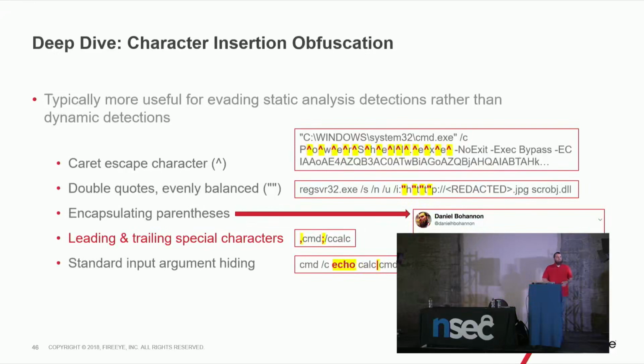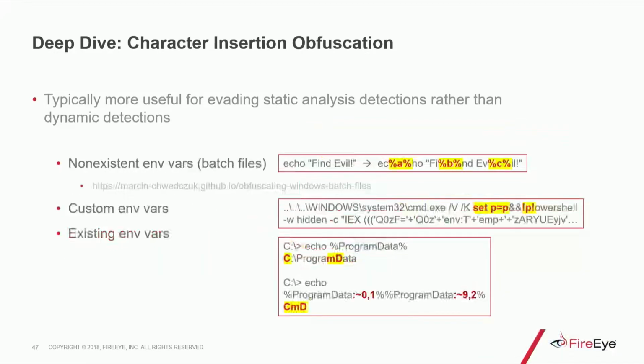Standard input argument hiding. We looked at this in the previous example. You can echo content into command. Non-existent environment variables. This is only good for static, like for batch files. It doesn't work on the command line. And this actually was from a blog post that someone wrote several years ago, so I didn't discover this. But basically, you can put non-existent environment variables all throughout the command, and the batch file will essentially resolve it to nothing, and then the command is deobfuscated when it runs. But again, that's only for static batch file stuff. It doesn't work on the command line.